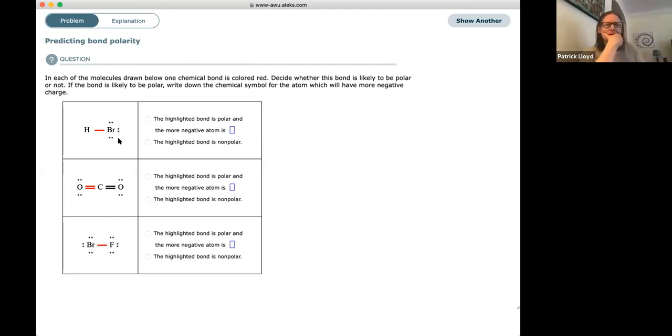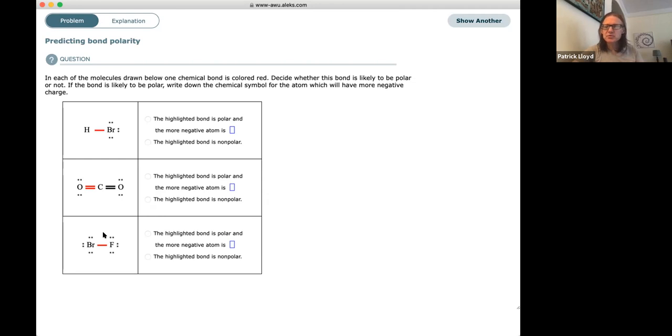The second type of problem, there's only two problems really in this section. The second type of problem is predicting the bond polarity. So let me bring this one up. In each of the molecules drawn below, one chemical bond is colored red. Okay, so here's a single bond, it's red. Here's a double bond, it's red. And here's a single bond, it's red. Decide whether this bond is likely to be polar or not. Is it polar or not?